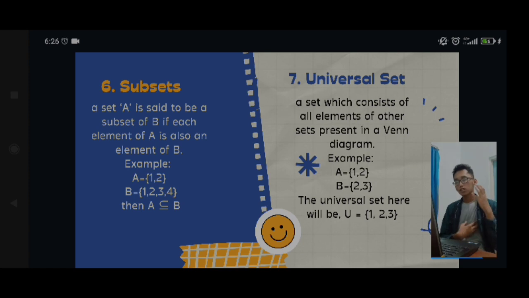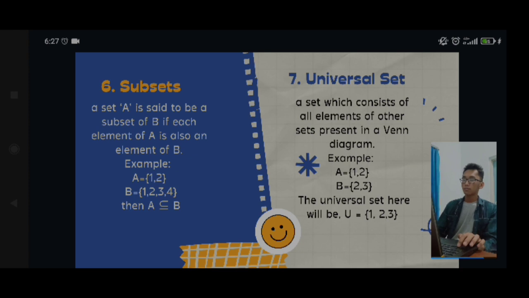The next is the universal set. A set which consists of all elements of other sets present in a Venn diagram. For example, if A is 1, 2, and B is 2 and 3, the universal set here will be U equal to 1, 2, 3, because those are all the numbers inside of those sets, which are 1, 2, and 3. That's why the universal set is 1, 2, 3.